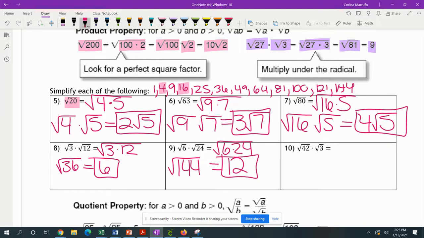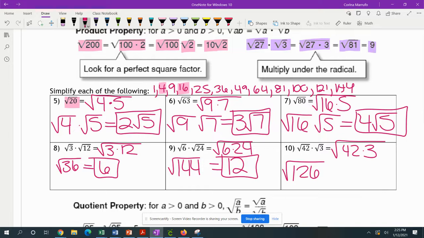Okay, this next one is the square root of 14 times the square root of 3. We're going to go ahead and put it in the same square root. So this is going to give us 42 times 3. And then this is the square root of 126. Now, if we try to take the square root of 126, we don't get a whole number.